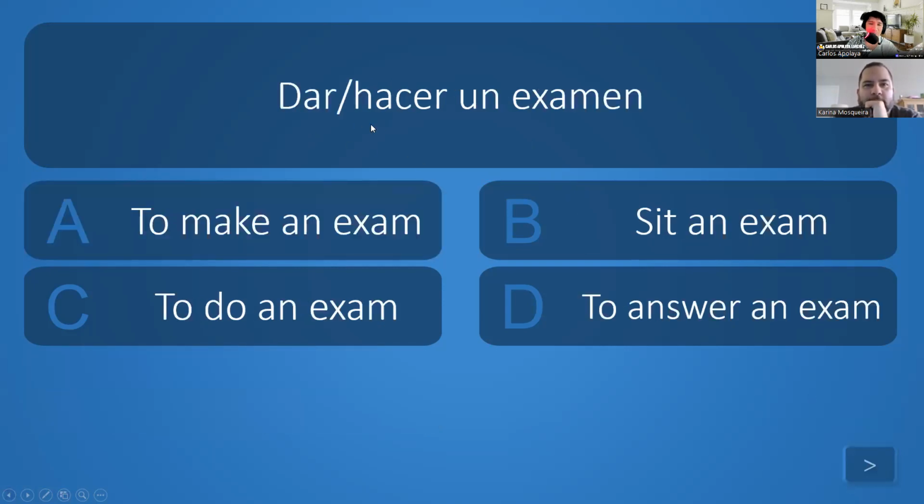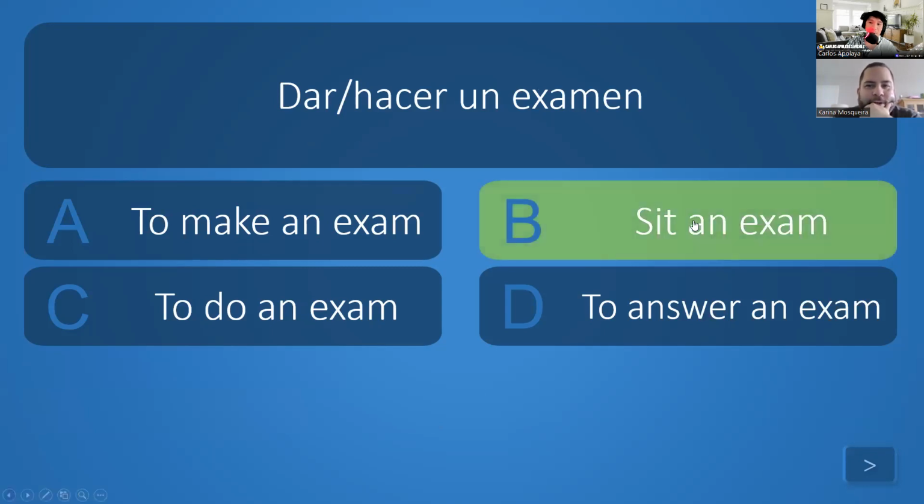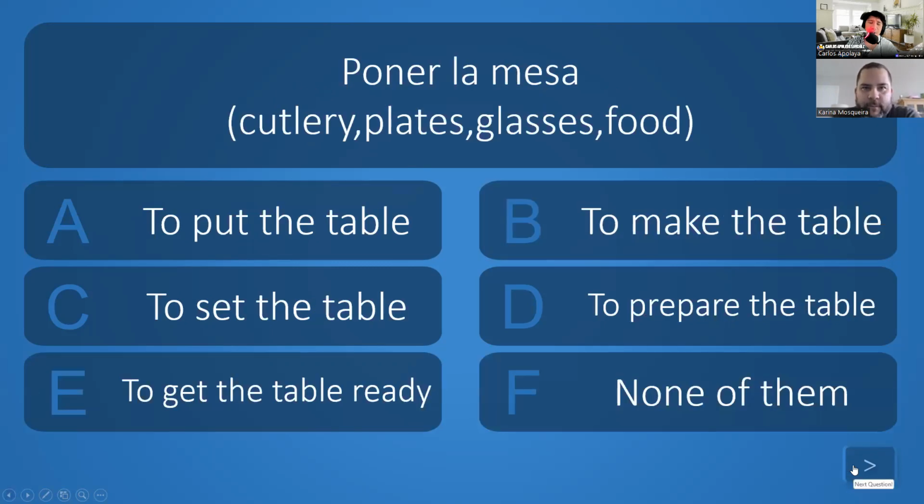How do you say dar un examen in English? Sit an exam, of course. You can also say, I'm sitting an exam. I'm taking an exam right now. How do you say poner la mesa in English? Make the table.